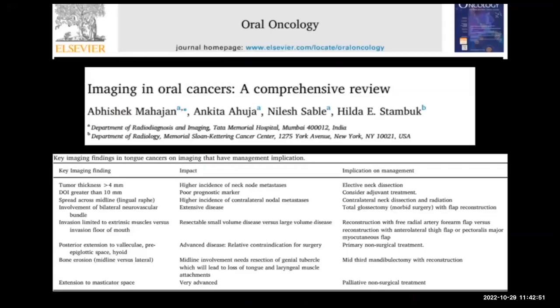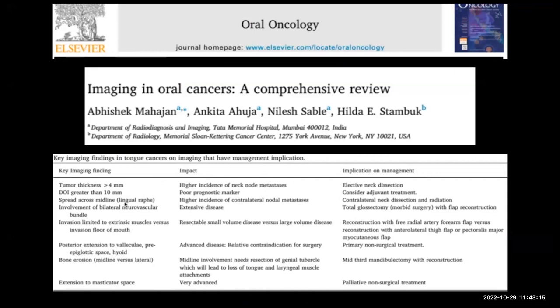So I recommend reading our article, which gives a very comprehensive overview of oral cancer management. And if you look at the key imaging findings, with a tumor thickness of more than 4 millimeter, there is a high incidence of neck node metastasis, and elective dissection is required in these cases. DOI, that is more than 10 millimeter, is a poor prognostic marker and you should consider adjuvant treatment in these cases.